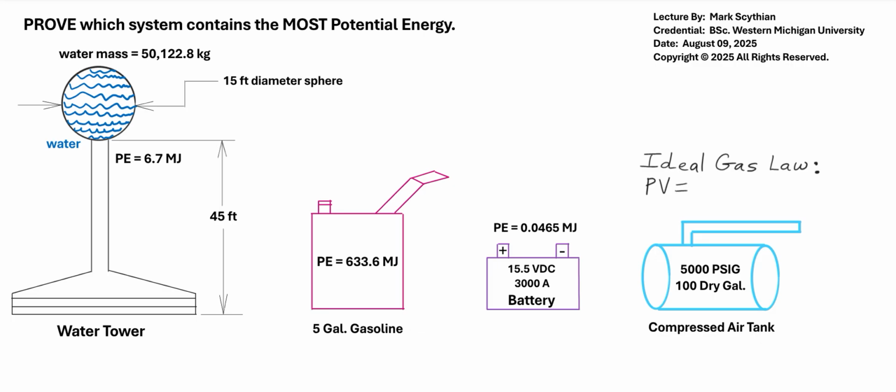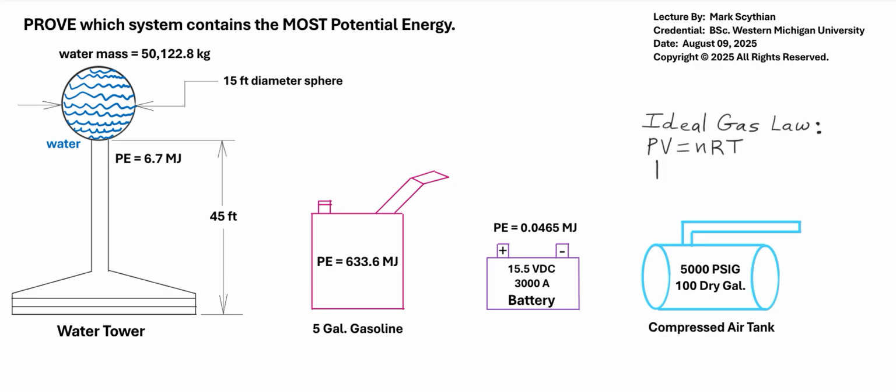And lastly, we move to the compressed air tank. So we can use the ideal gas law, which is PV, the Pascal's pressure times cubic meters volume, is equal to n, which is the number of moles of the material, in this case air, so 29 grams per mole, times the universal gas law constant, 8.314 joules per Kelvin mole, and then the temperature in Kelvin.